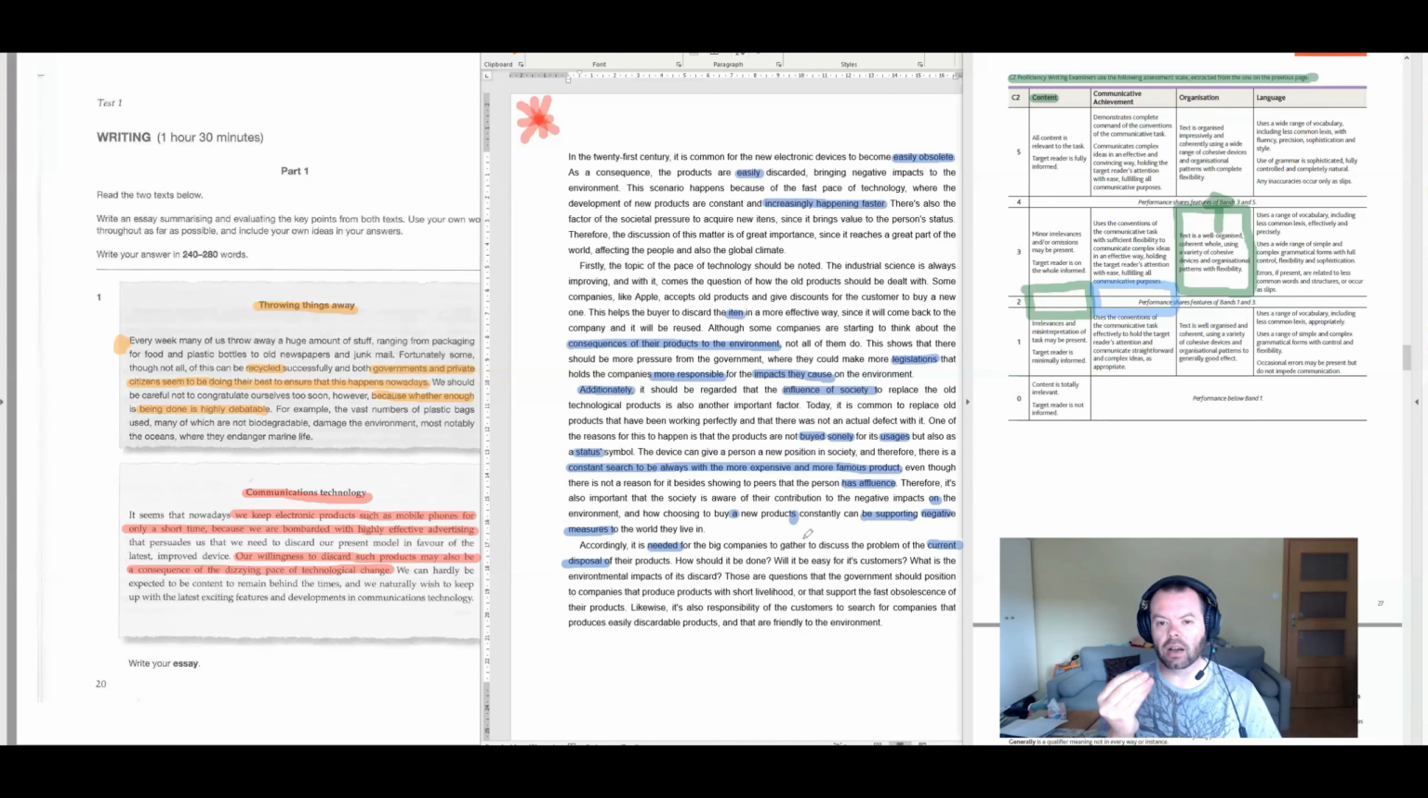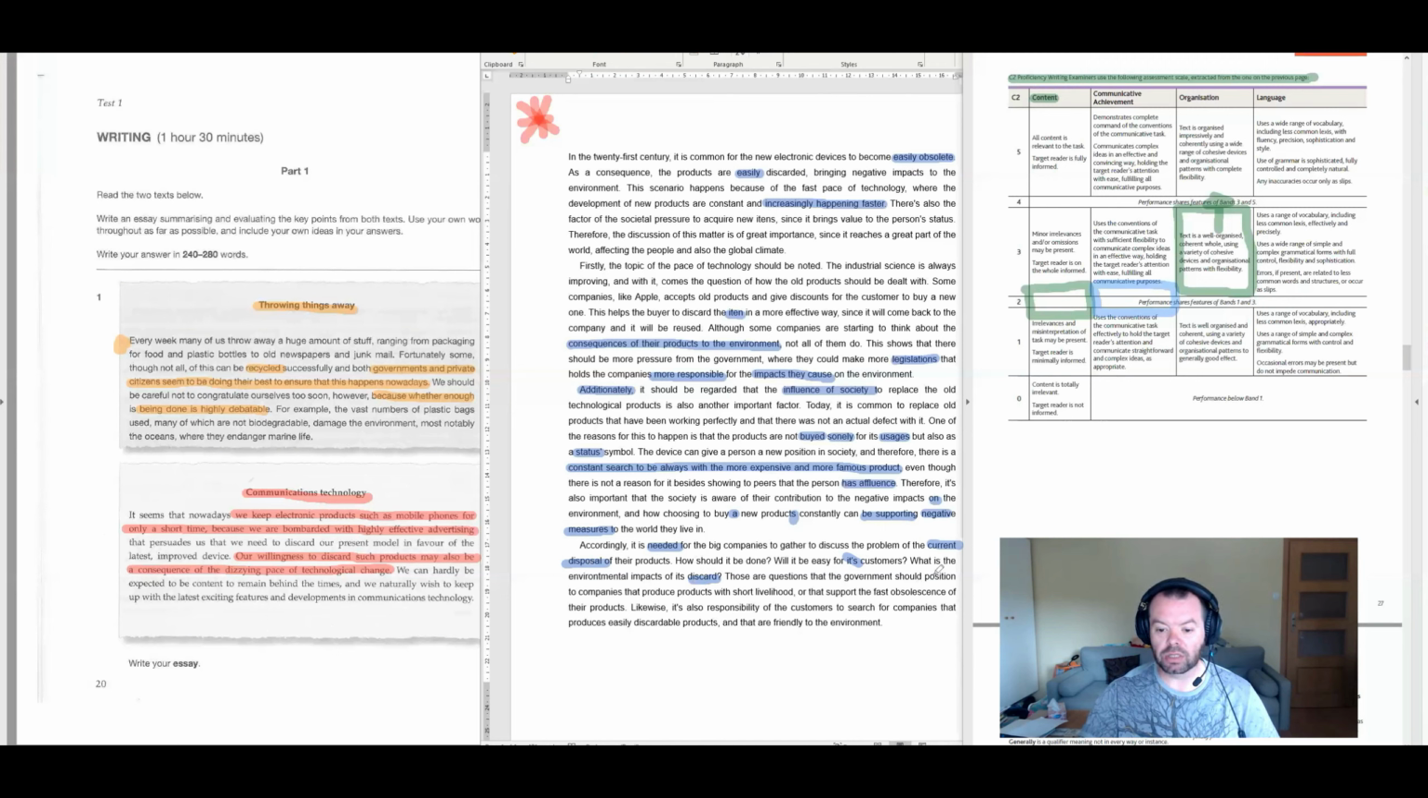You were talking about how people are encouraged to get rid of things, but now you're saying, well, once they've gotten rid of them, what are companies doing to make sure that they dispose of things in an environmentally managed way, which is a different topic, which means that the language itself is not quite appropriate for what we're looking at. Will it be easy for its, no apostrophe, customers? What is the environmental impacts of its discard? No. Disposal we've already had, so if you wanted something else, you'd need a clause here, so for its discarding of such products, we could say.